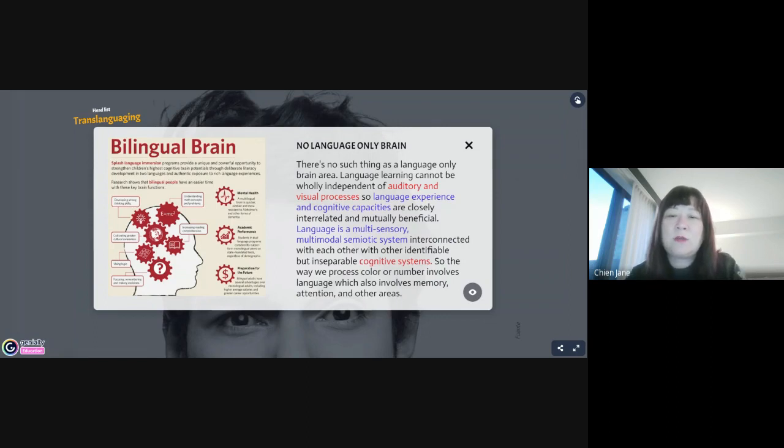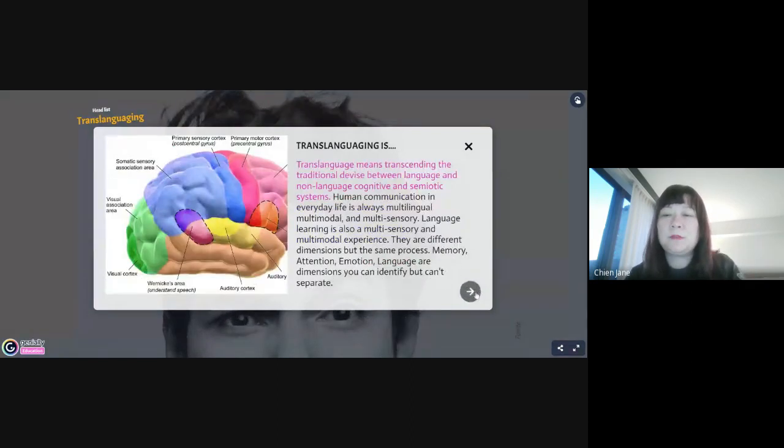So the way we process color or number involves language, which also involves memory, attention, and other areas. That is to say, when we're teaching colors or numbers in English, it also involves memorizing the colors and numbers, or giving attention to these colors or numbers in other areas. Okay.